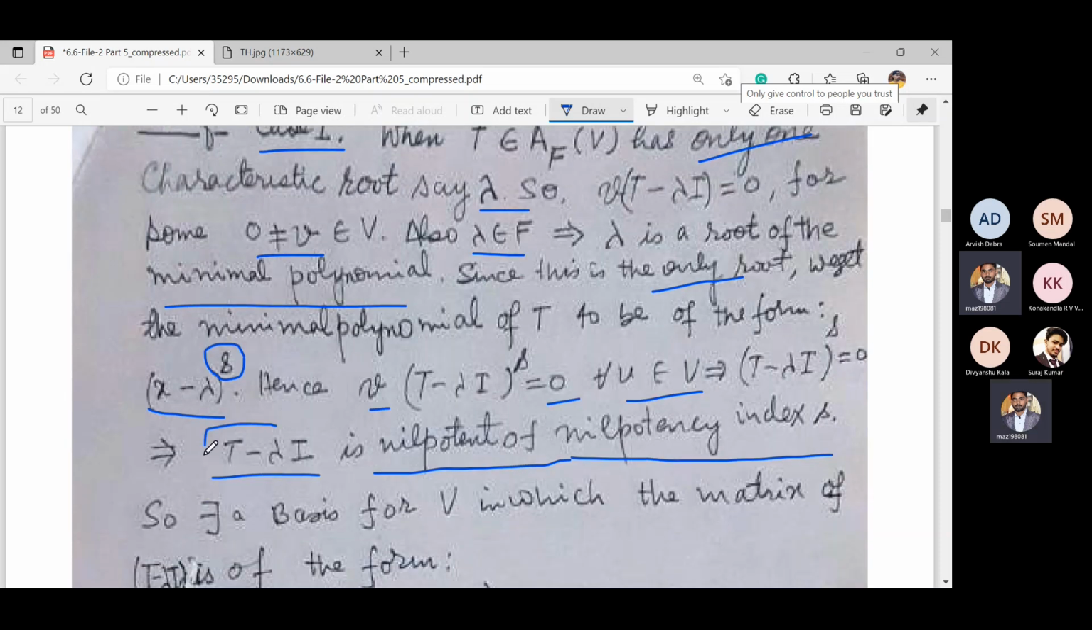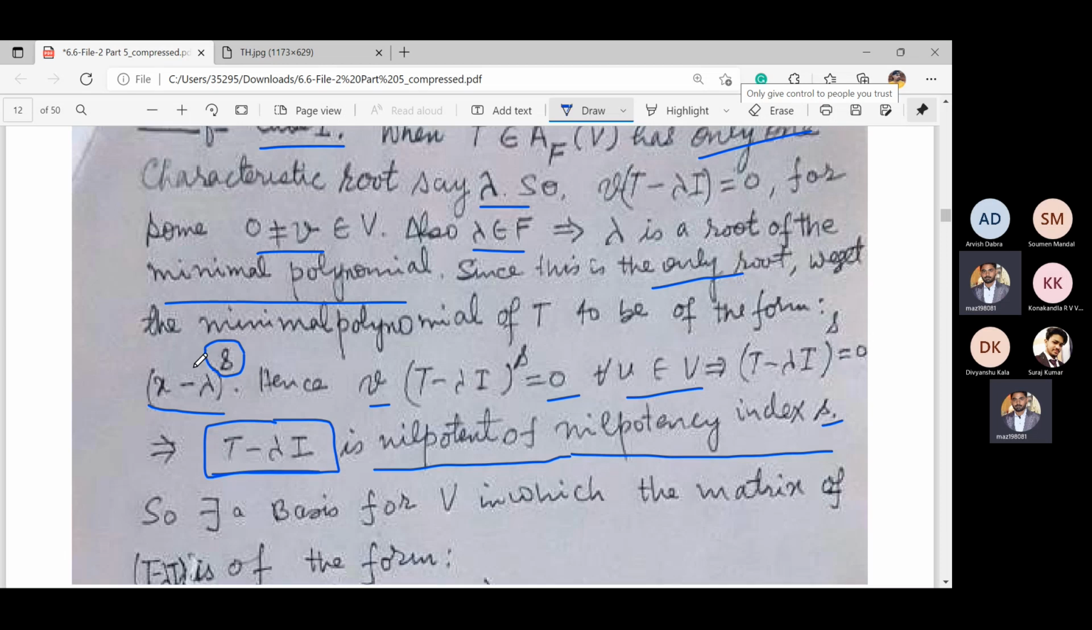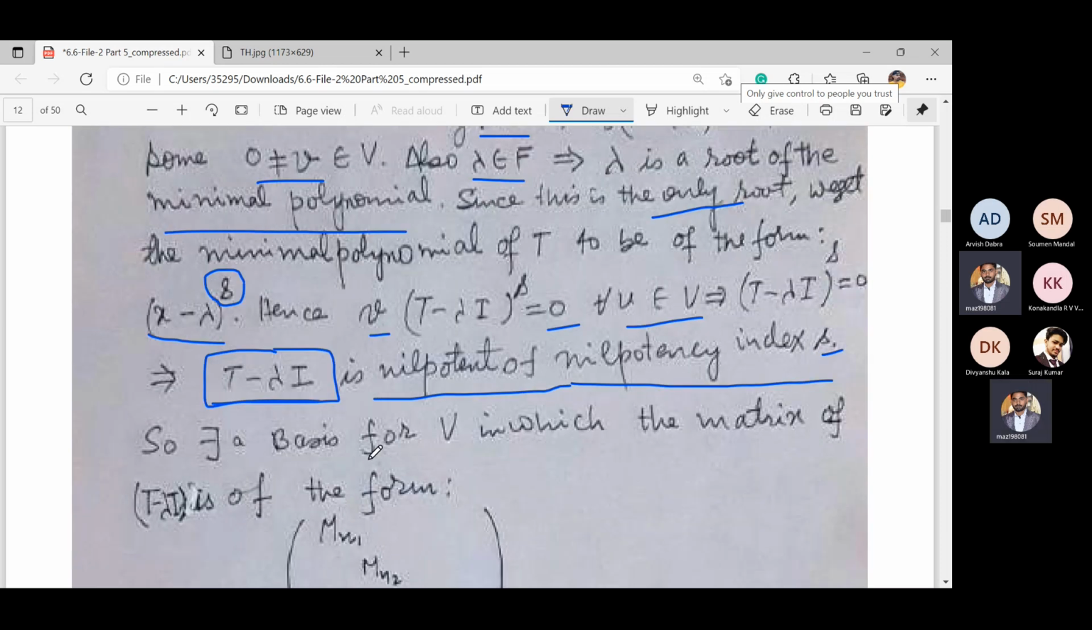Means the operator T minus lambda I is a nilpotent matrix, nilpotent operator. It becomes with nilpotency index s, and what is s? s is the power of x minus lambda in the minimal polynomial form. So there exists a basis for V in which the matrix of T minus lambda I is of the form this. We have studied this one already, how it looks for a nilpotent operator.